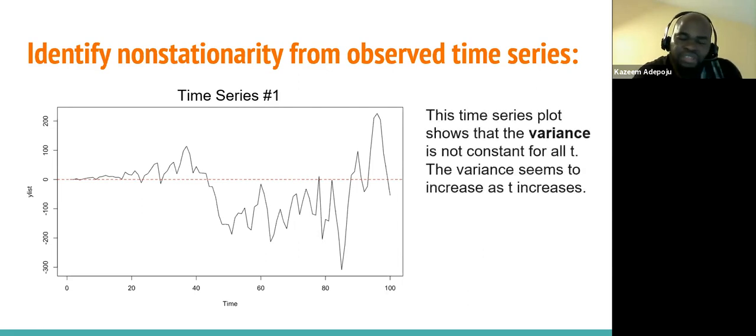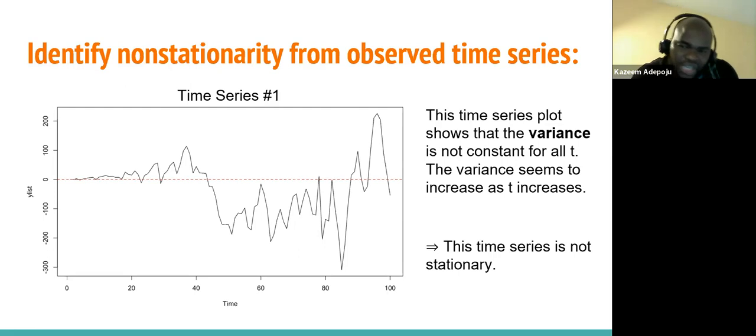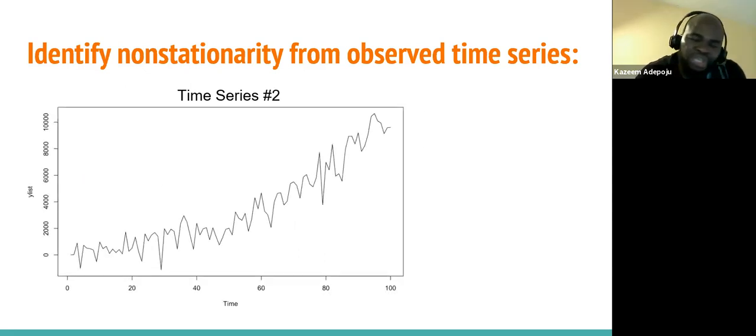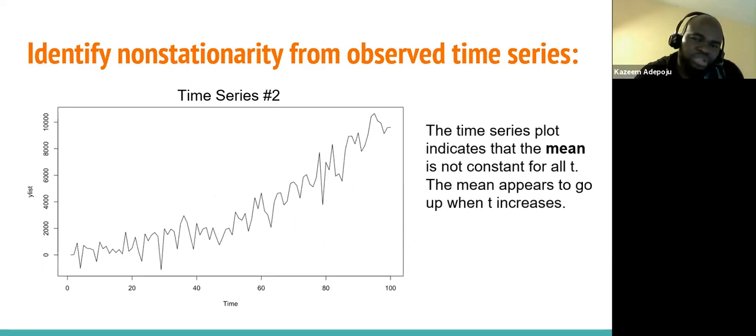And of course, I showed you right here, the variance appears not to be the same, and because of that, we conclude that this time series variable is not stationary. And here, the mean is going up, but the variance is very close to stable. Because the mean is going up, we conclude that this is not stationary.